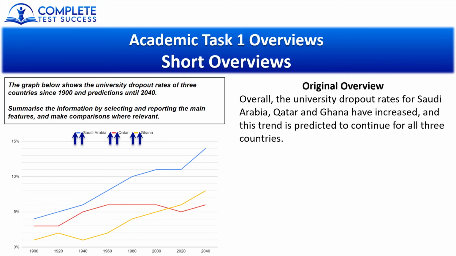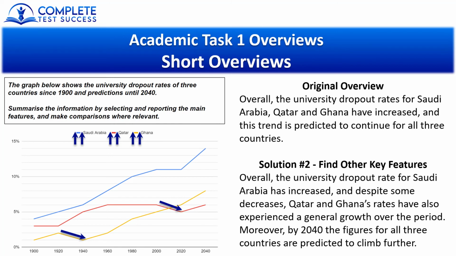And solution 2 is to find other key features. In this chart, what's most noticeable is that Qatar decreased here and Ghana decreased here. So I can say, overall, the university dropout rate for Saudi Arabia has increased, and despite some decreases, Qatar and Ghana's rates have also experienced a general growth over the period. Moreover, by 2040, the figures for all 3 countries are predicted to climb further.